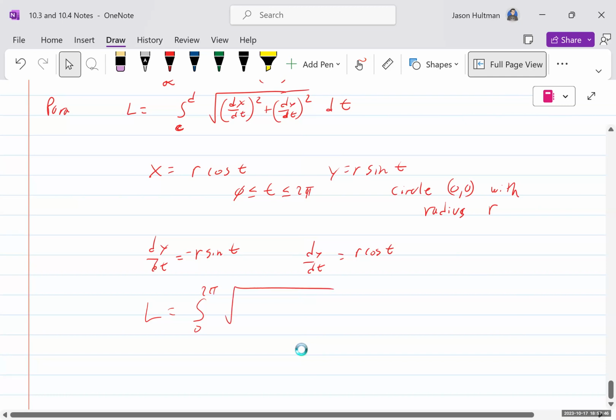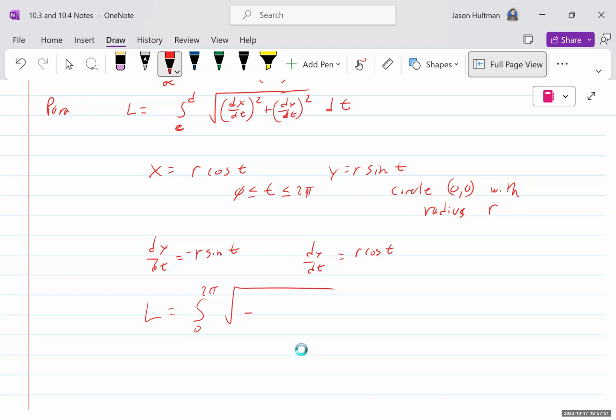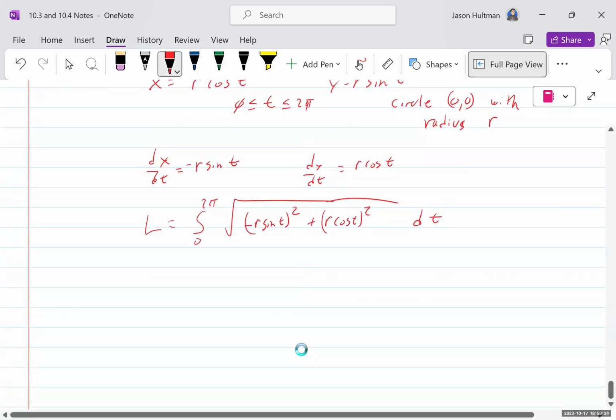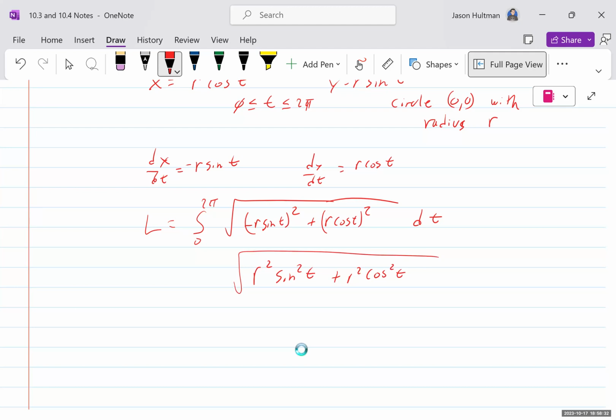We're going to go the square root of negative r sine t squared plus r cosine t squared dt. So we're going to parametrize that circle, circle of radius r. What are we going to get here? We're going to get r squared sine squared t plus r squared cosine squared t dt, and then I can just factor out the r squared. R squared times sine squared t plus cosine squared t, but again, that's just 1.